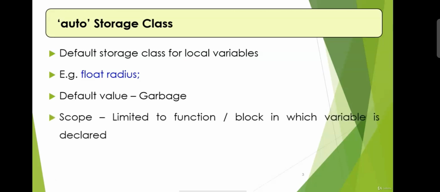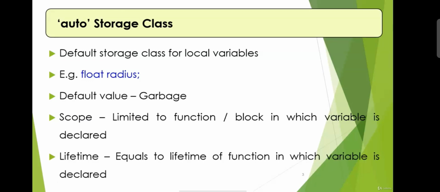The scope of an automatic variable is limited to the function or block in which the variable is declared. So that particular variable is accessible in that function only. It is not accessible outside the function. The lifetime of an auto variable is equal to the lifetime of the function in which the variable is declared. Whenever the function execution starts, memory is allocated for the local or automatic variables, and this memory remains allocated as long as that particular function is in execution. The moment the function stops its execution, the memory for the automatic variable is deallocated.